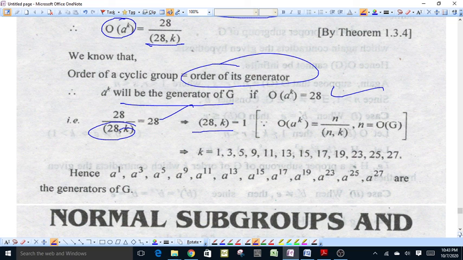This means 18 and k are relatively prime. Therefore, k can take the values 1, 5, 7, 11, 13 and 17. This means a raised to power 1, a raised to power 5, a raised to power 7, 11, 13 and 17 are the generators of group G.